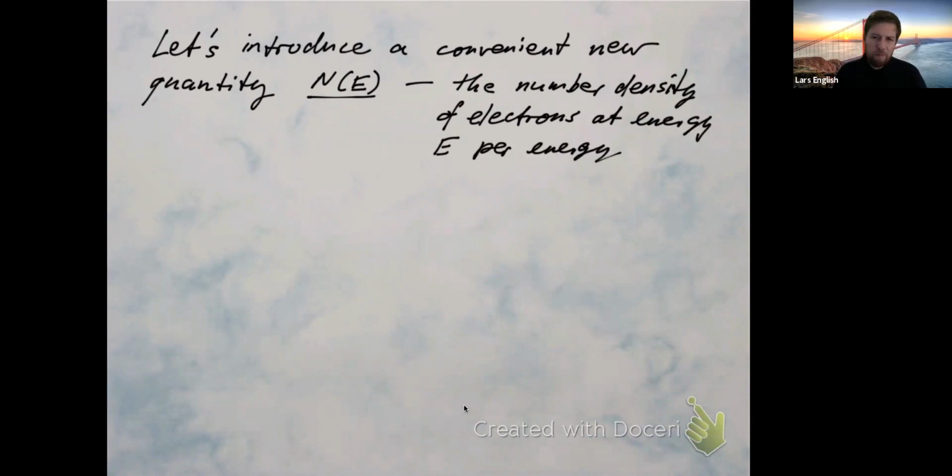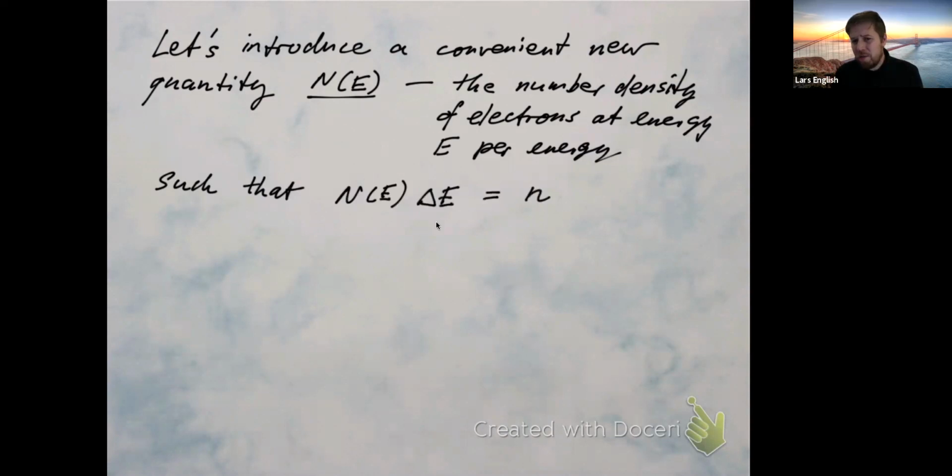me at this point. We're going to introduce a new quantity that the book unfortunately labels capital N of E. Okay, so this is a capital N of E. It's the number density of electrons at energy E per unit energy. Okay, so such that if I multiply by some energy interval, delta E, then this combination N of E times that interval gives me an actual number density of electrons. Okay, the number density of electrons that reside at energy E, or that have energy E.